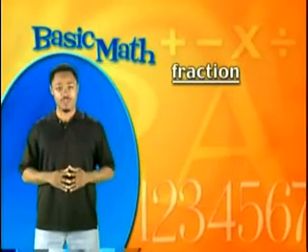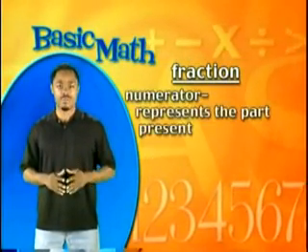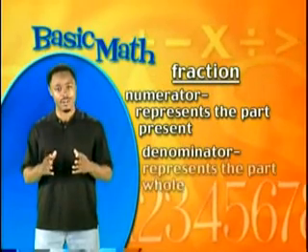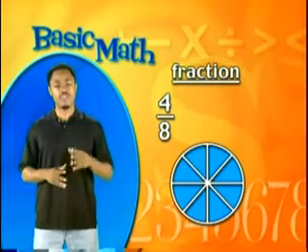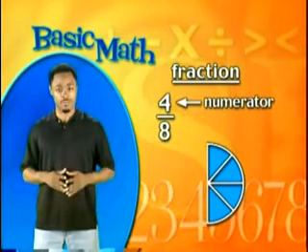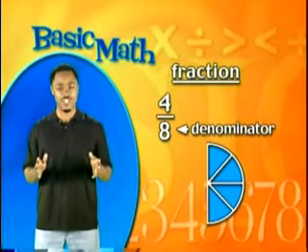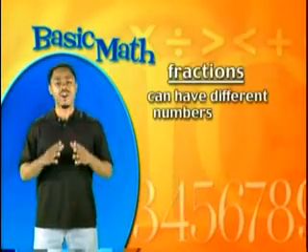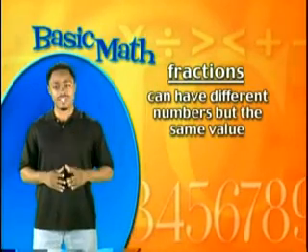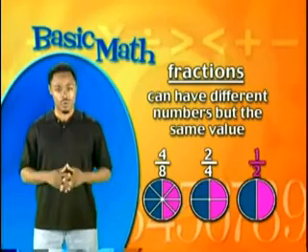A fraction is made up of 2 parts, the numerator and the denominator. The numerator represents the part present, while the denominator represents the whole. So if you had 4/8 of a pie left, the numerator would be 4, since you have 4 pieces present, and the denominator would be 8, because the pie is divided into 8 pieces. Fractions can have different numbers, but the same value. 4/8, 2/4 and 1/2 all equal one another.